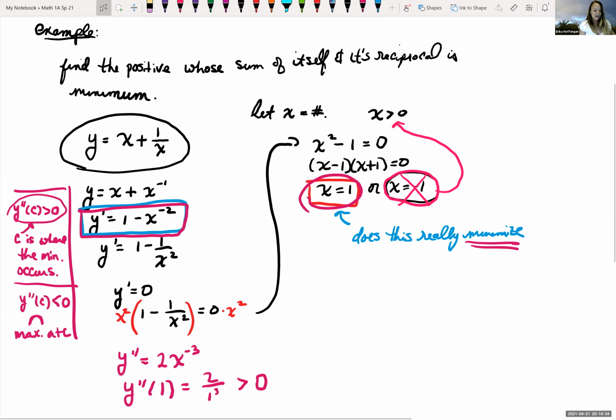So for a positive number, if you sum it with its reciprocal, the minimum that you could choose would be x equals 1. That would minimize that sum.